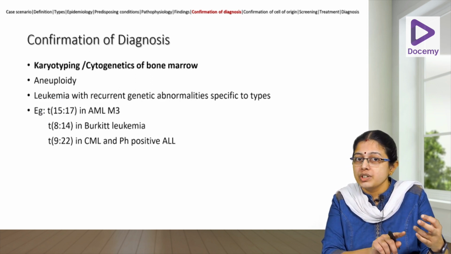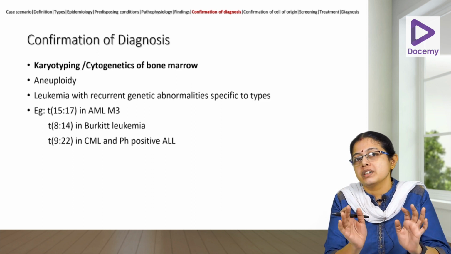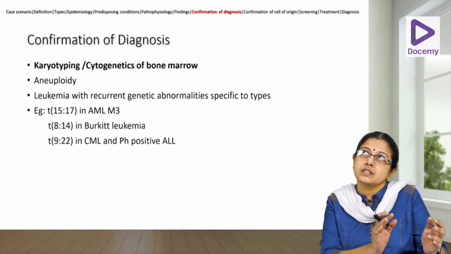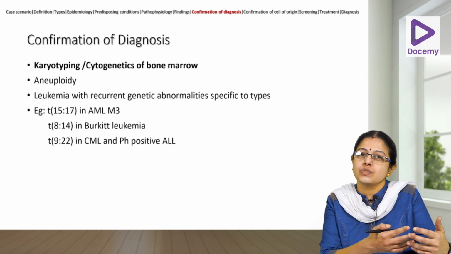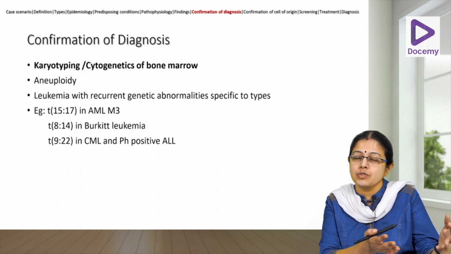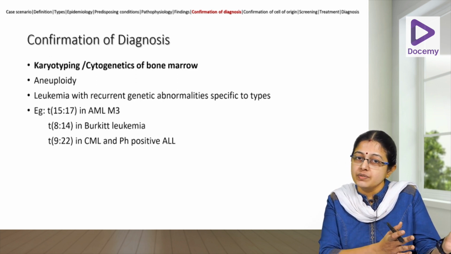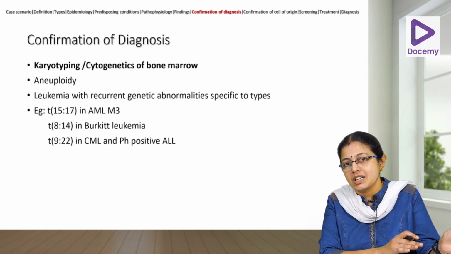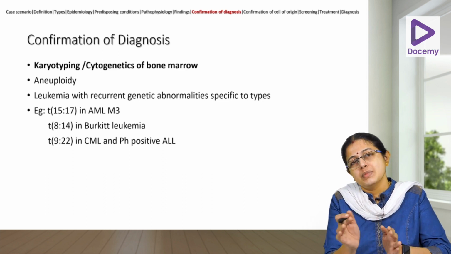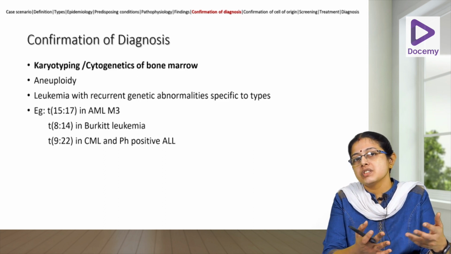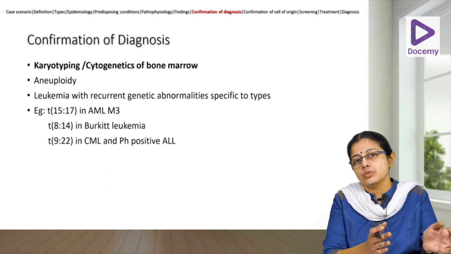Then you have the 8;14 translocation, which will help you in diagnosing the Burkitt leukemia when you actually have a confusion as to which type of acute lymphoblastic leukemia it is. Burkitt leukemia is conventionally considered in the FAB classification as ALL-L3, but it's treated differently because it behaves differently as compared to ALL-L2 and L1.